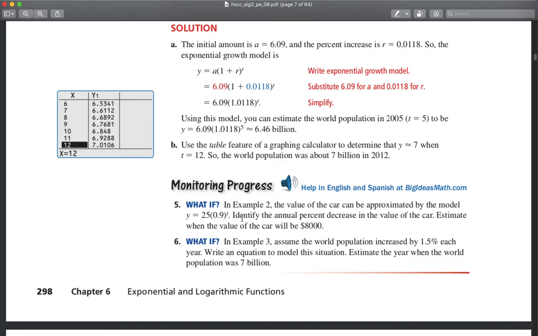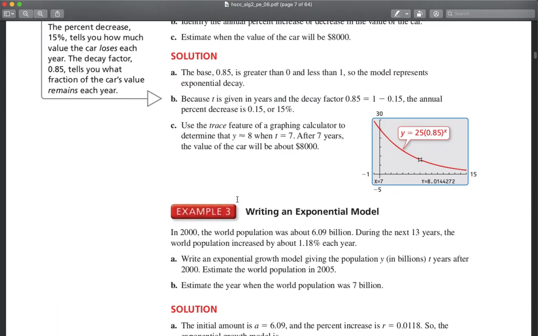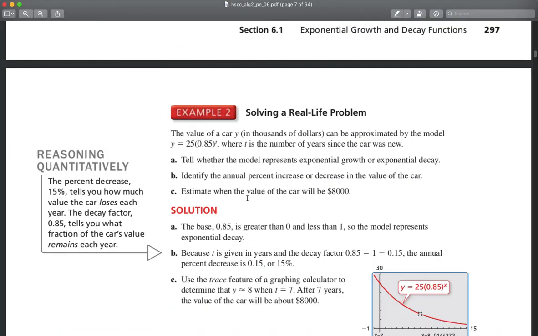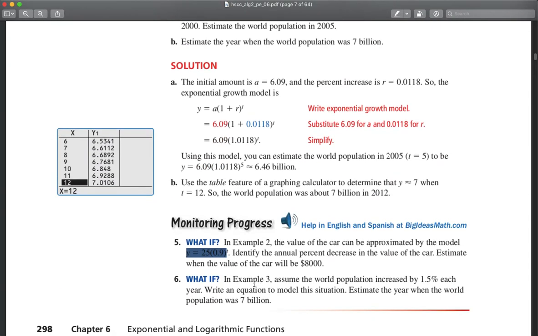Monitoring progress. So what are you going to do for homework? In example 2, the example 2 that we've worked with, the value of the car can be approximated by the model. So they give you a different model from what was given before, right? So you're not dealing with that model anymore. Identify the annual percentage decrease in the value of the car. So you're going to find out what r equals in percentage, right?